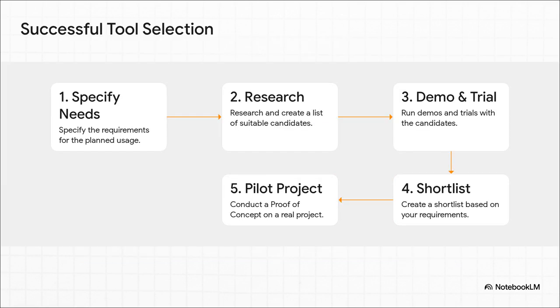So, to avoid all that chaos, you need a structured approach, a real game plan. This 5-step process is a fantastic guide. First, figure out exactly what problem you're trying to solve. Then, do your research and see what's out there. Try them out with demos, narrow down your list, and finally, and this is so important, run a small pilot project to prove that it actually works in your real environment before you commit to buying anything.